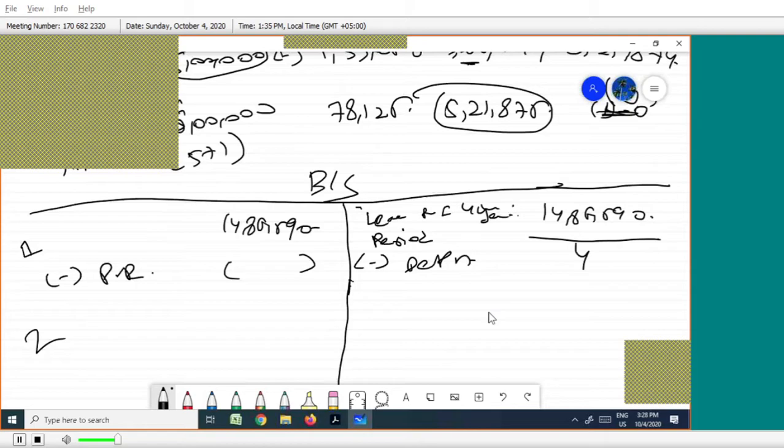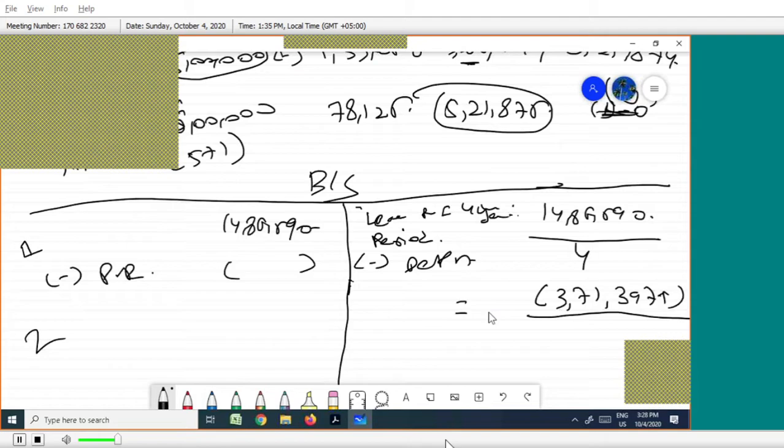1,485,590 divided by 4, please tell me, anybody. Depreciation: why 4? Because the life of the asset is 4 years. Lease period is given, so we take it as the life of the asset, because after 4 years it is purchased by the lessee itself. 371,397.5. Then we have to identify the closing balance.